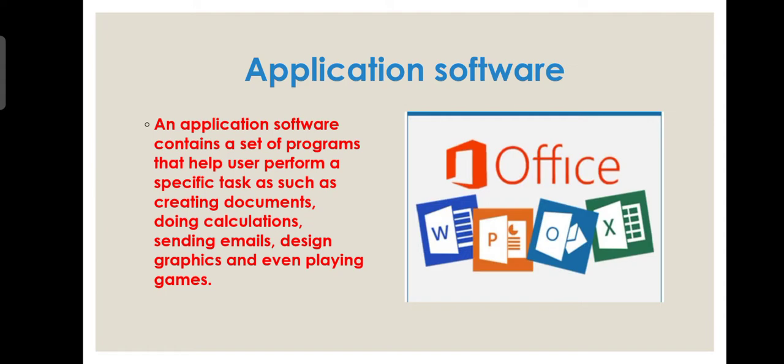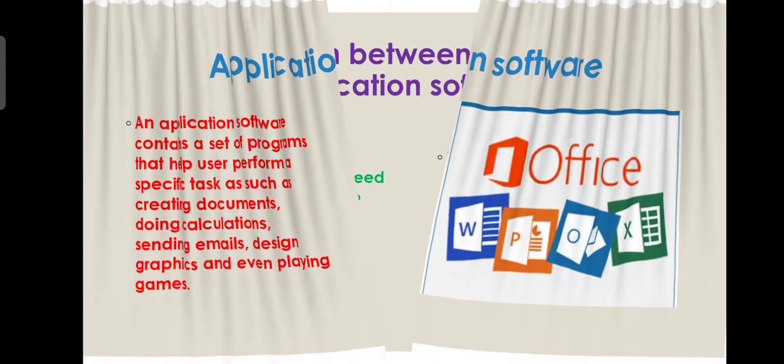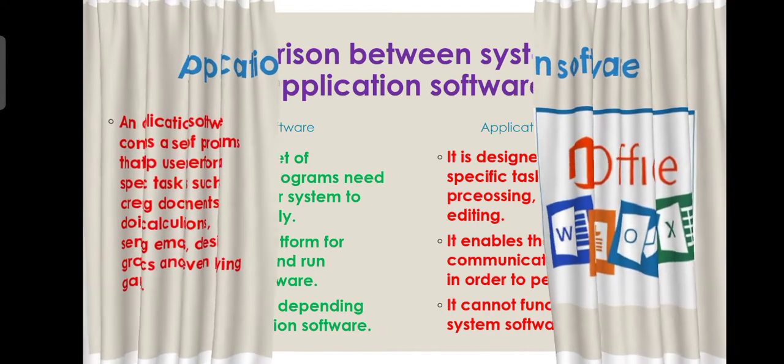So an application software contains a set of programs, because application software is also software. So this is the meaning of application software, right? It's very easy, I don't need to explain it as well.